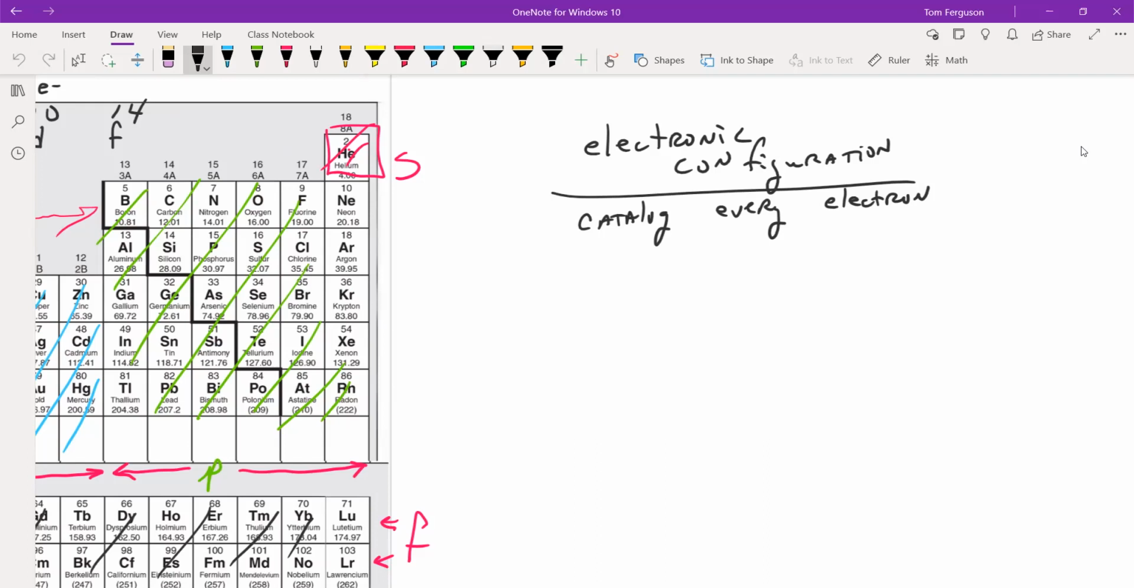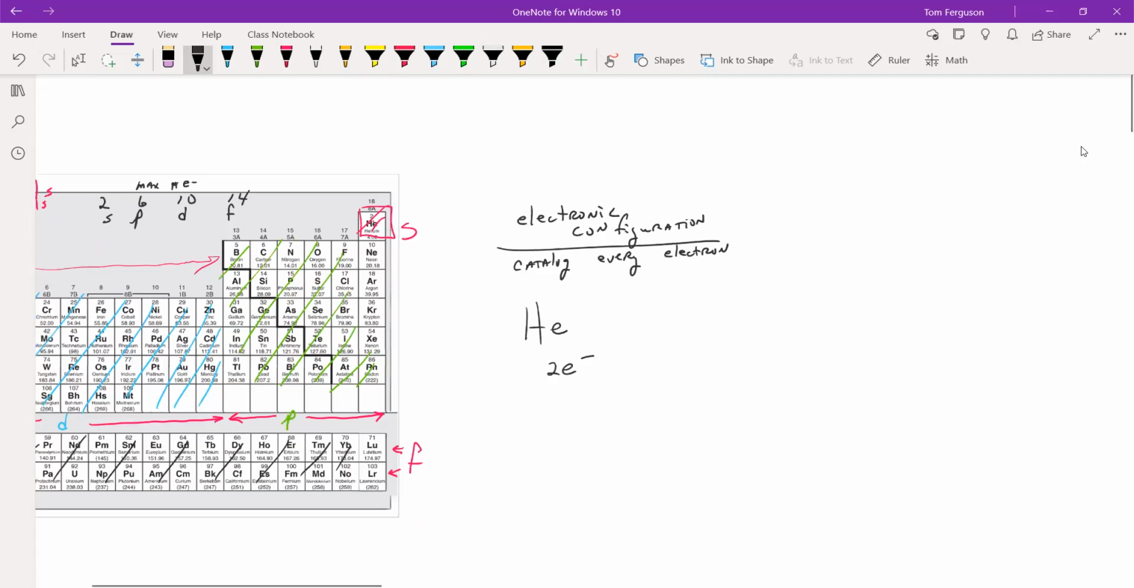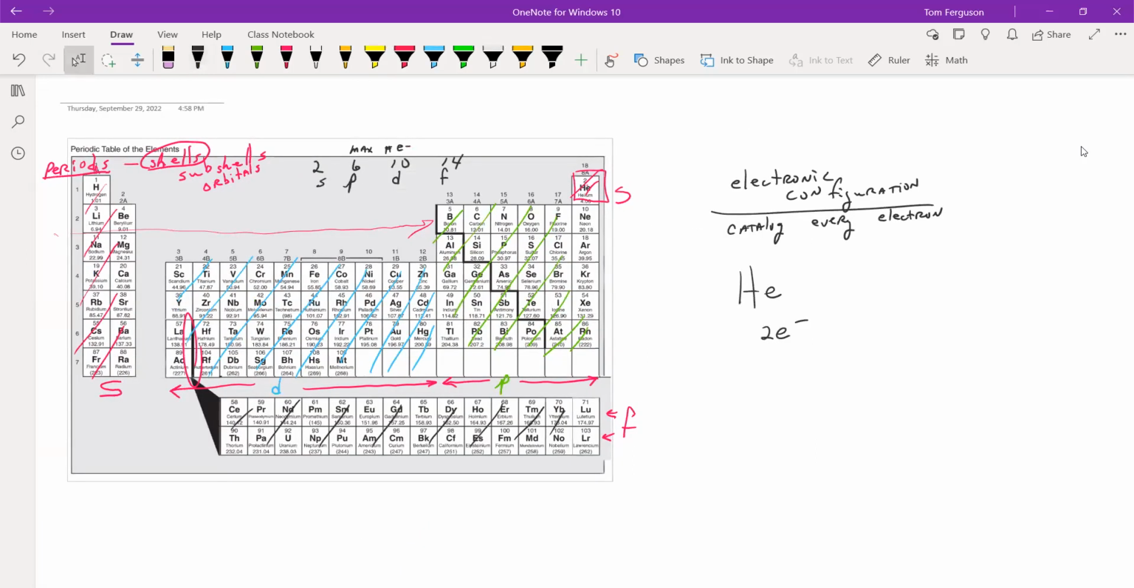Okay, so let's look at helium. Helium has 2 electrons. And notice helium is in the S block up there. And remember, how many electrons can fit in the S block? 2. And helium has 2. So it's going to fill up the lowest level S orbital, which is 1s. So the electronic configuration for helium is shell 1, subshell S, 2 electrons.